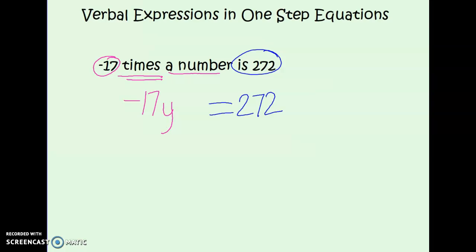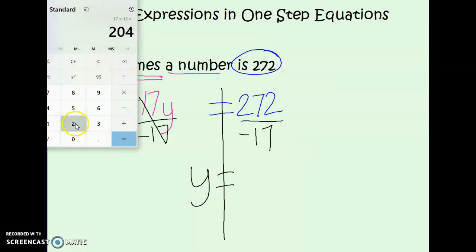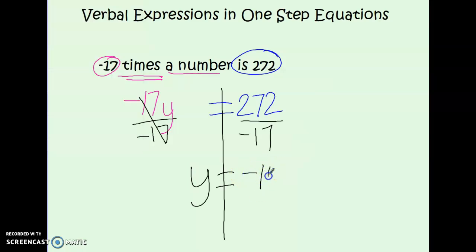So take and solve it. We are now going to divide by negative 17. Okay, this cancels out, leaving me with y. Y equals, and then I got 272 divided by negative 17, and I get negative 16.